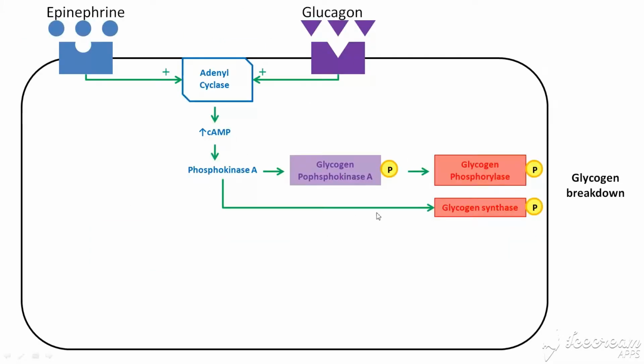Phosphokinase A is also going to phosphorylate glycogen synthase. Now, we said before that when glycogen synthase is phosphorylated, there's going to be a decrease in its activity, and when glycogen phosphorylase is phosphorylated, there's going to be an increase in activity. Now, the increase in activity of glycogen phosphorylase over glycogen synthase is going to promote glycogen breakdown.